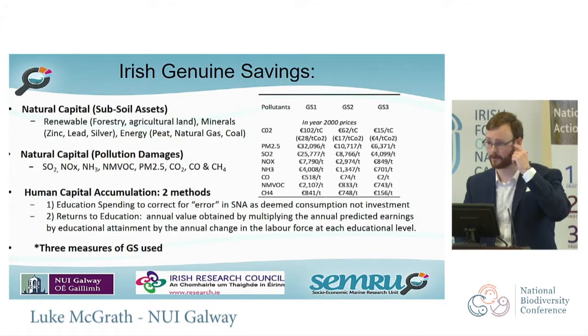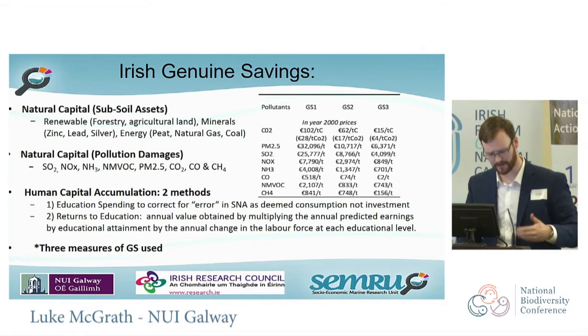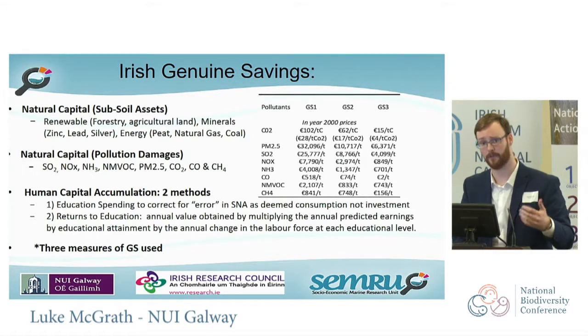But just in short, natural capital includes a bundle of renewable and non-renewable subsoil assets. We're including pollution damages as a form of negative natural capital, and we're estimating human capital accumulation using two different methods. And we get to three headline GS measures, GS1, GS2 and GS3, and this just reflects the high variability in the estimated marginal damage costs of pollution from the literature. This is the estimated damage as a result of an additional tonne of a pollutant being emitted. GS1 is taking those highest values from the literature, GS3 is taking the lowest ones.